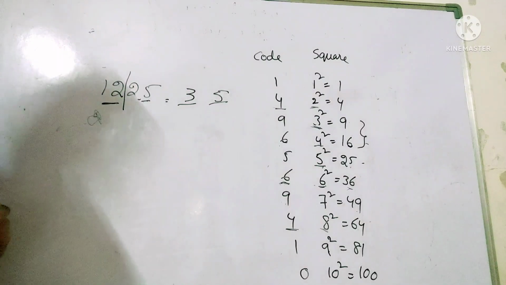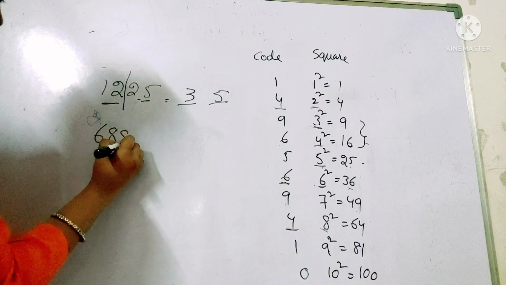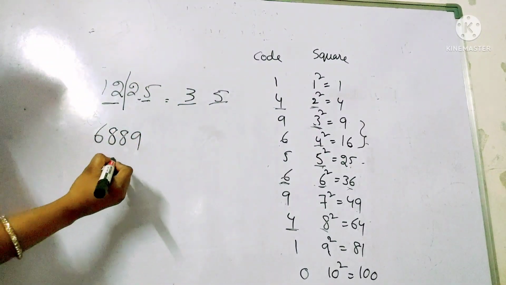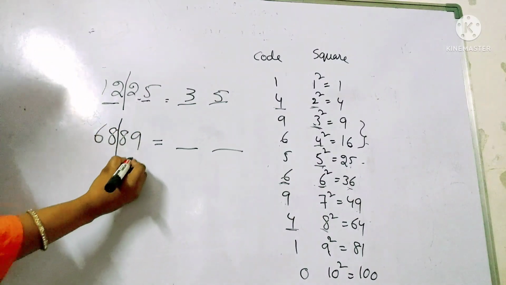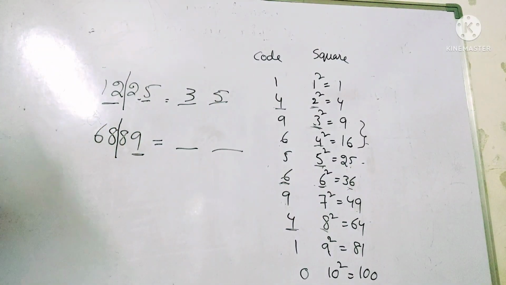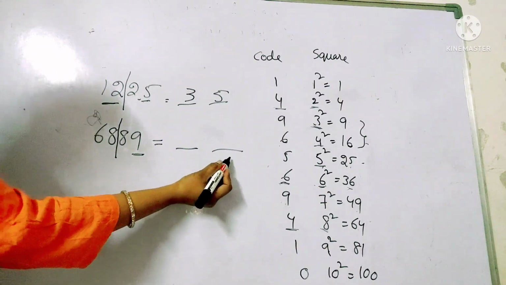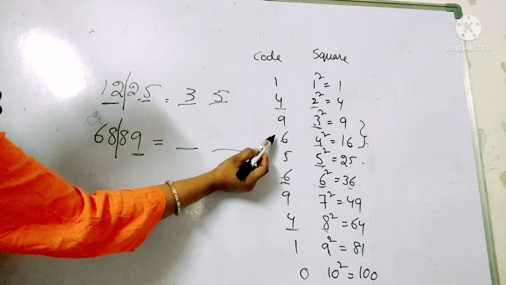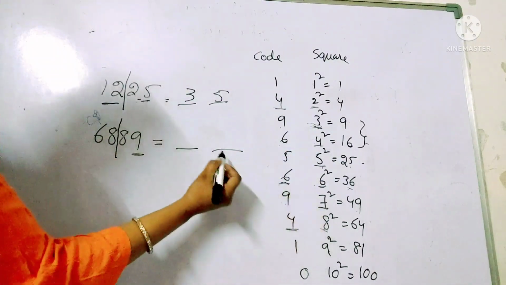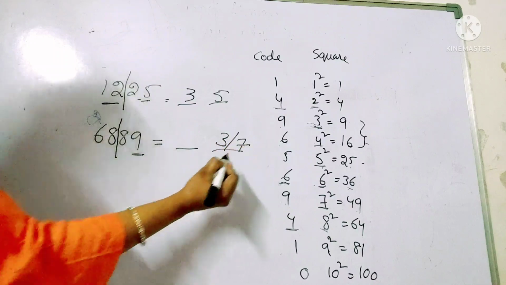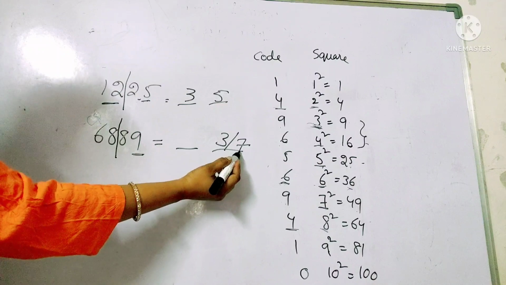Okay, now let's see one more example. 6, 8, 8, 9. Okay, so divide this into two parts. Take the 9. So we have to get 9 as the first digit. How many chances do we have? Where is the 9 there? See, here and here, that is at 3 and at 7. So 3 and 7. We have two chances. Either you can get 3 or 7 here.